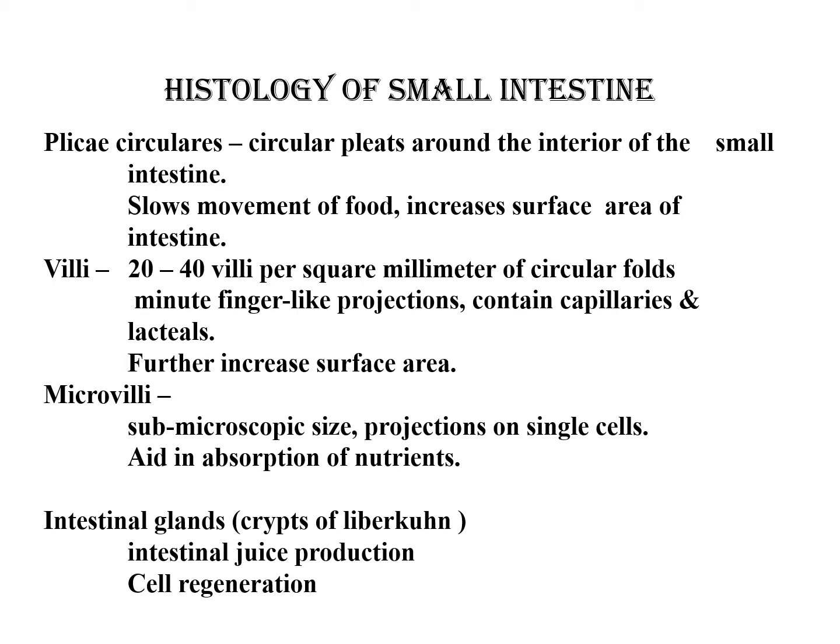The second feature is the presence of villi. There are 20 to 40 villi per square millimeter of circular folds. These are minute finger-like projections. They contain blood capillaries, composed of one arteriole and one venule, and a lymphatic capillary called a lacteal. They also further increase the surface area of the small intestine.